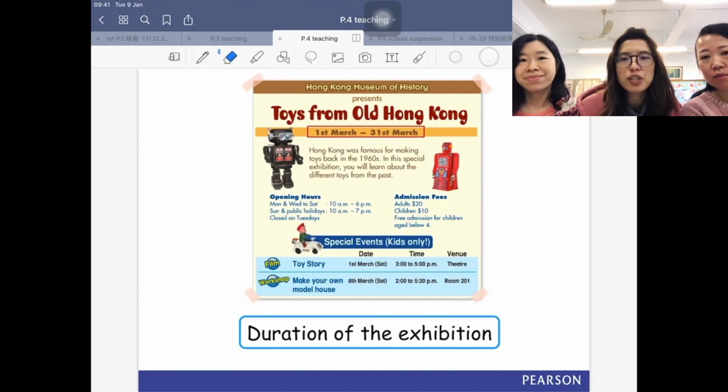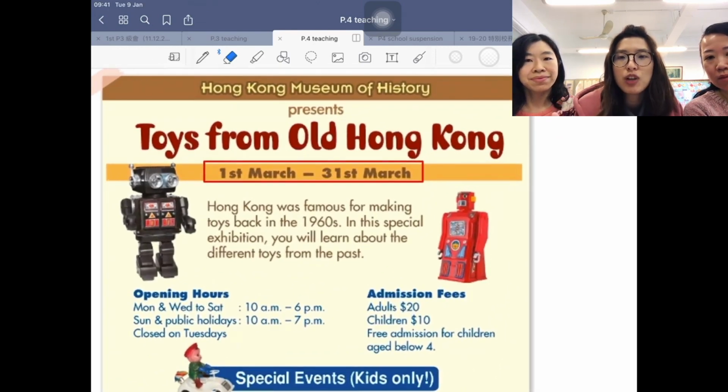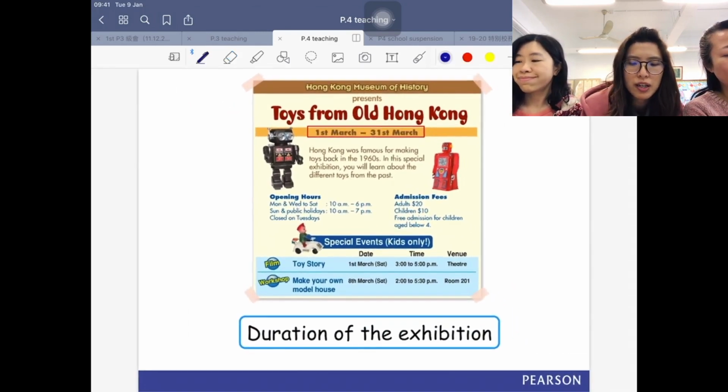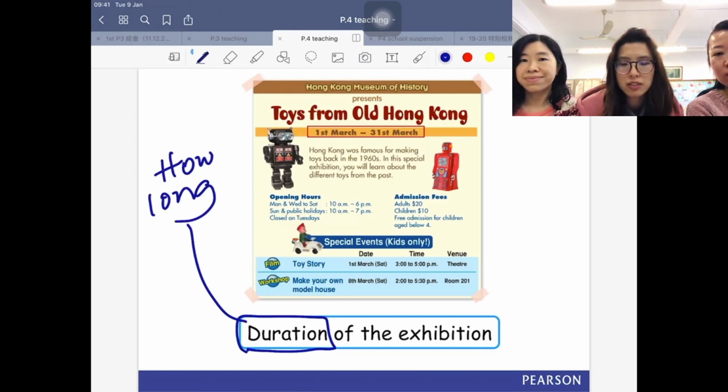The duration of the exhibition. What is meant by duration? Duration means how long the exhibition will last, okay? So it lasts for 1 month. Right, it's from 1st of March to 31st of March. So this is called the duration. Let me write down. If you don't know this word, duration, you can write down: it means how long the exhibition will last, okay?